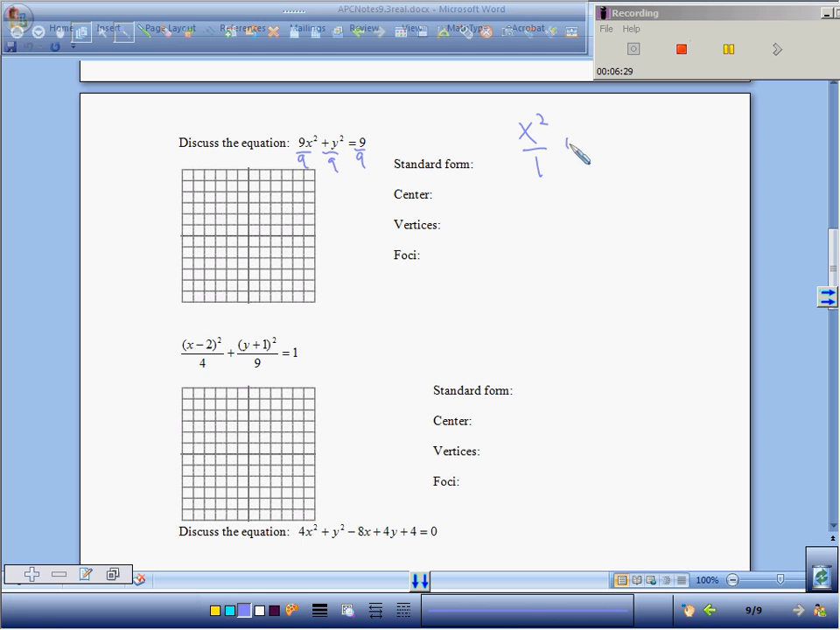You said divide everything by 1. Oh, I meant divide everything by 9. So x squared over 1 plus y squared over 9 equals 1. So this will be a skinny ellipse going up this way, and it goes up to 3 and down to 3 and out to 1, like that. I'm not going to sketch it. You can figure that out.